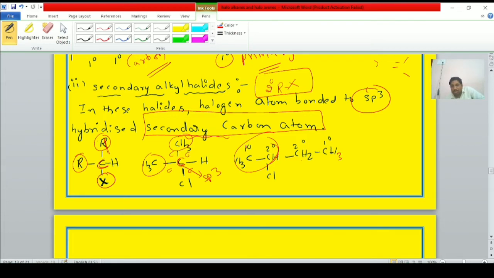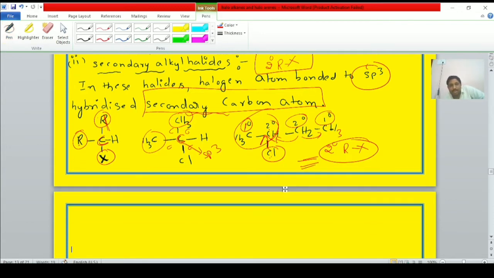Here you can observe, student, this is a primary carbon atom. This one is a secondary carbon atom because it is bonded to two other carbon atoms. Here the halogen atom is bonded to a secondary carbon. Hence it is also known as a secondary alkyl halide. The alkyl halides in which the halogen atom is bonded to an sp3 hybridized secondary carbon are known as secondary alkyl halides. Clear students? Next one.